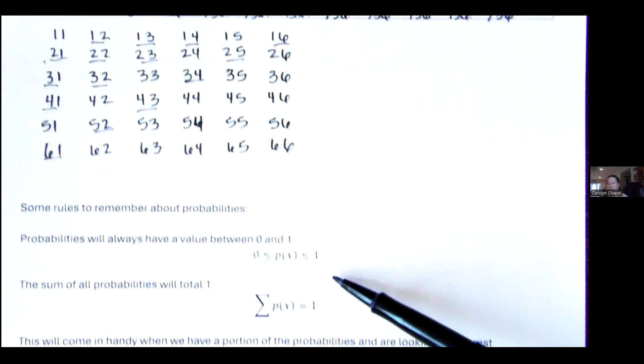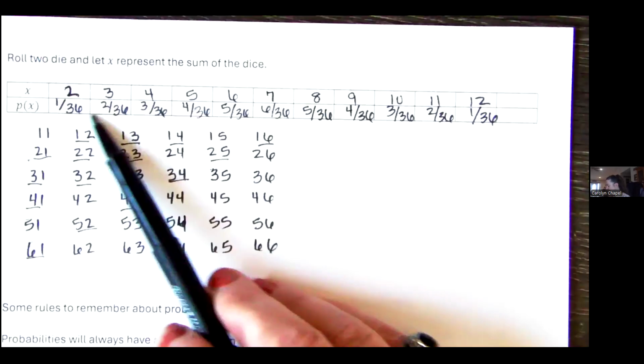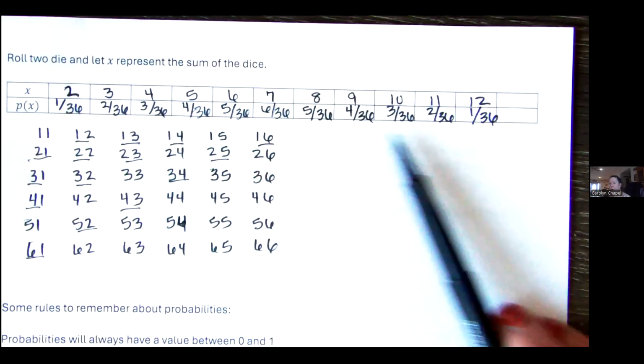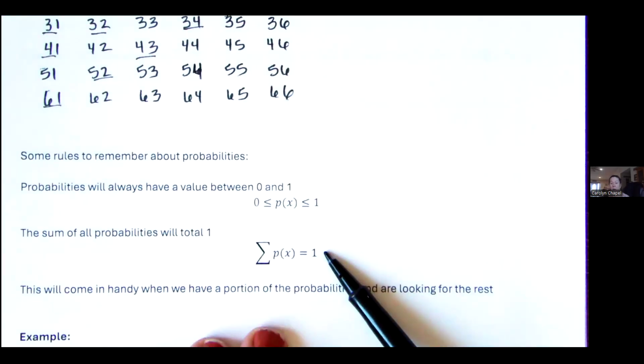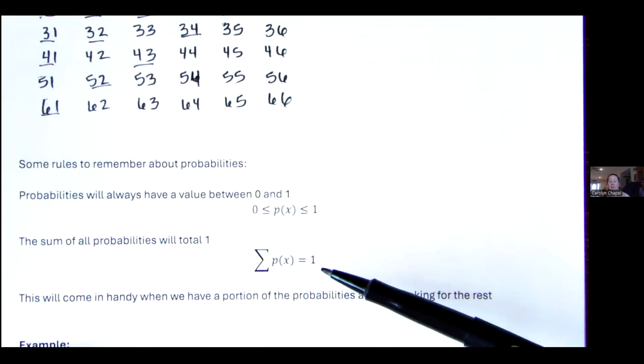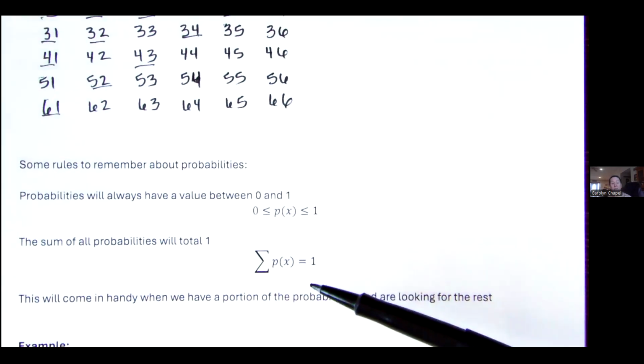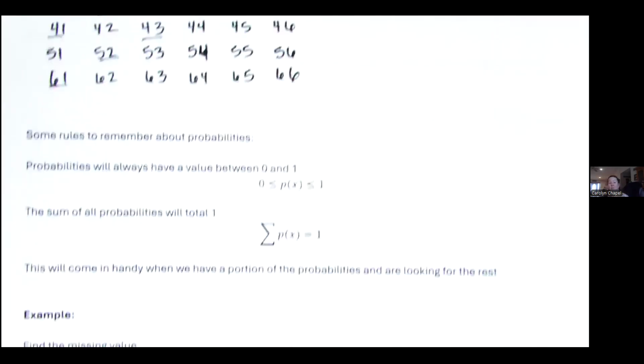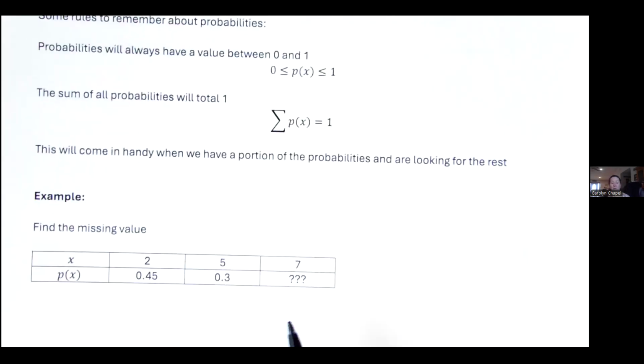Another thing to remember is if you added all of these things up, you're going to get the whole possibility, that 1. Sometimes that comes in handy because maybe you are missing one piece, or you have one piece but you're looking for all the rest. We'll see examples of that as we progress through this course. That does come in handy, and here's an example of when it can.